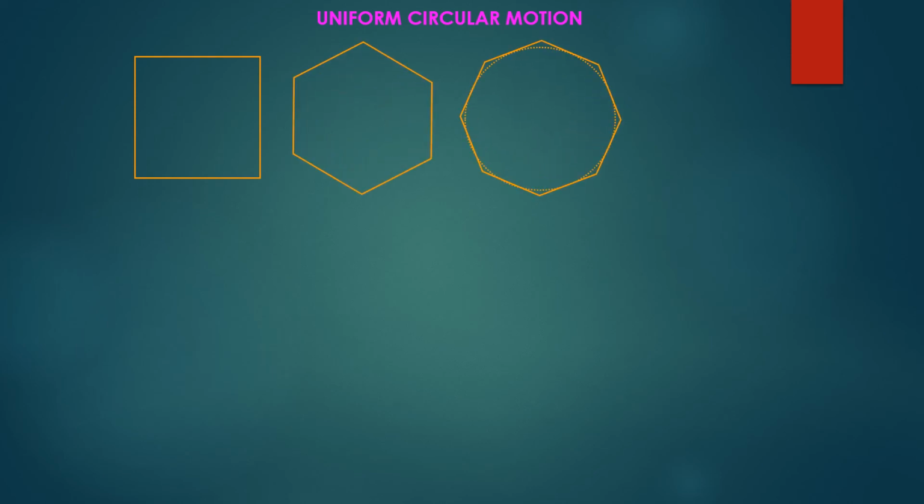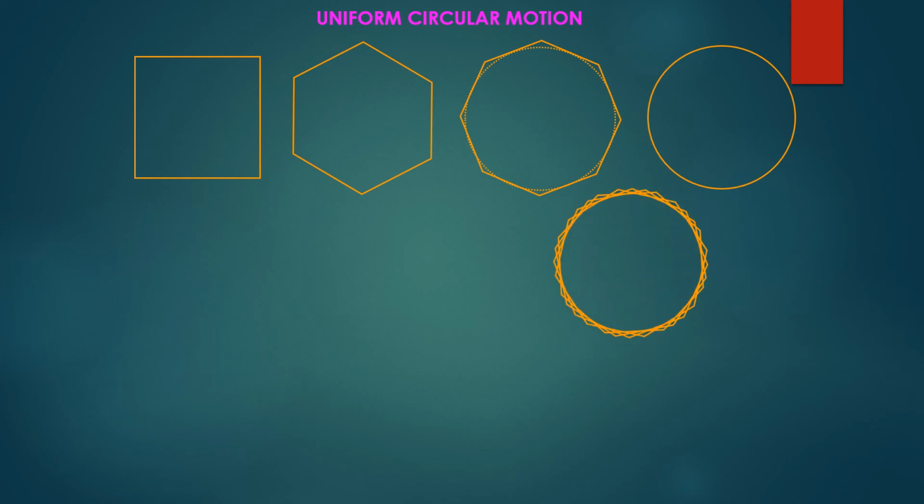Next we go on to uniform circular motion. An object gets into circular motion in this fashion. You can see the movement of the object.